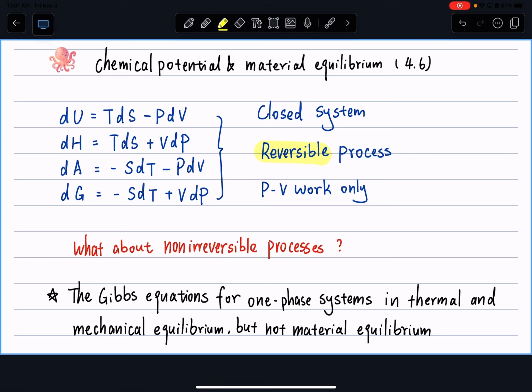But that's not the reality, right? We don't live in a world where only reversible processes take place. So what about irreversible processes that are not super, super slow, like a real chemical reaction? How do we describe processes that take place irreversibly?